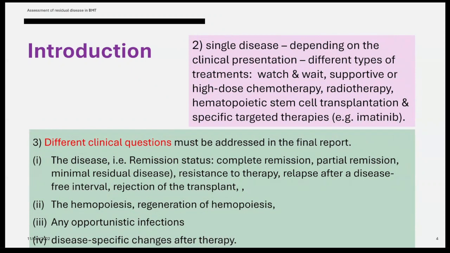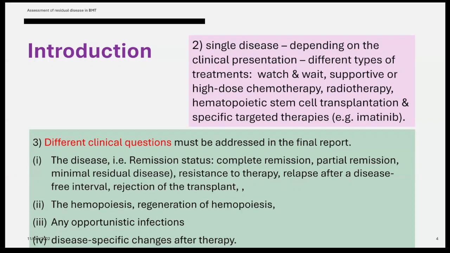The different clinical questions that need to be addressed in the final report: one is the remission status. The report should preferably be able to say that this is complete remission or partial remission, or the presence of complete or partial remission with minimal residual disease, or the patient is resistant to therapy, or relapse after a disease-free interval, or in case of transplant, a rejection of transplant.